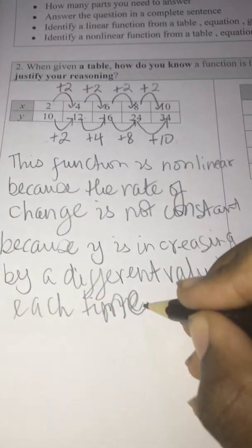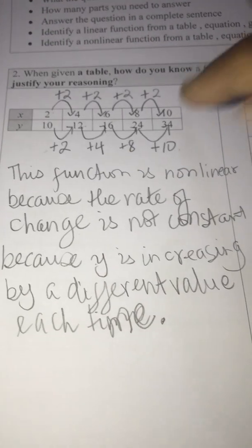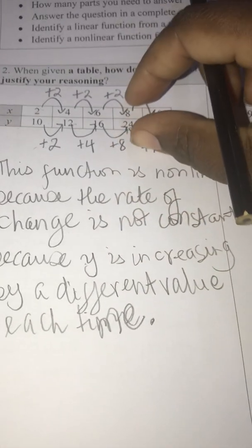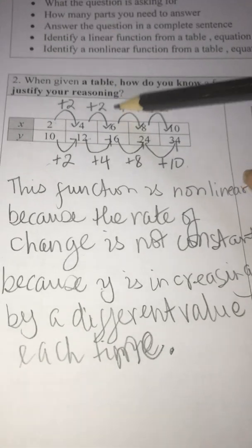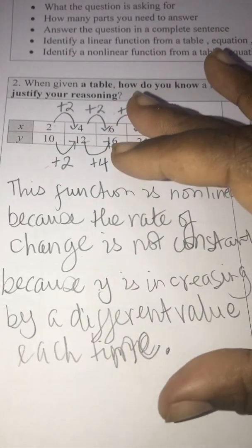Okay? So that's how I've answered. I have justified my reasoning and I have explained why, and I have shown my work. All these steps are important for you to determine whether it is linear or not.